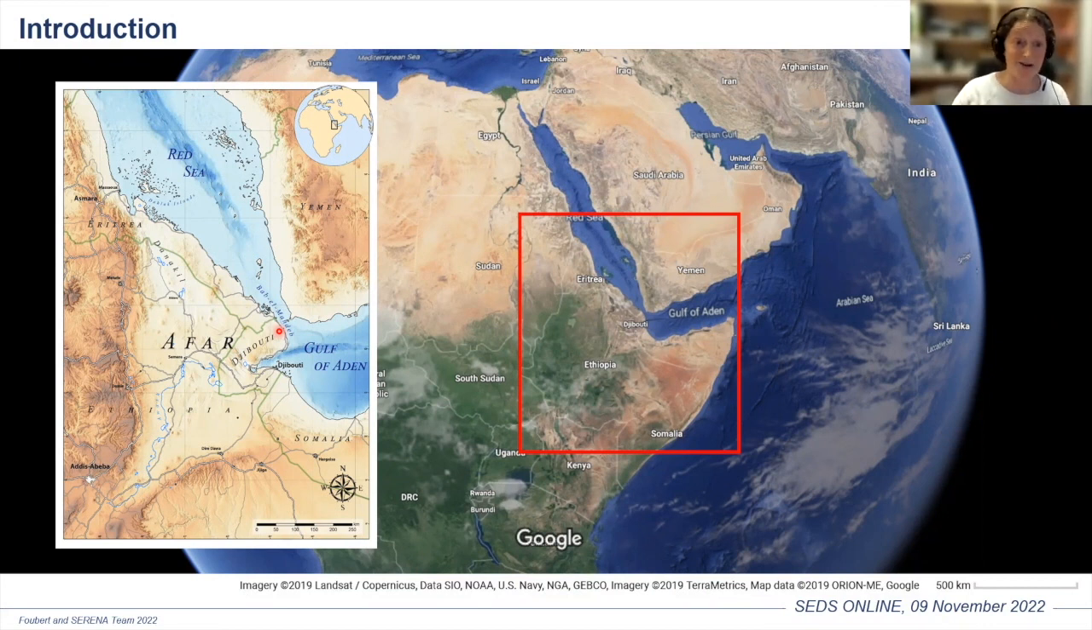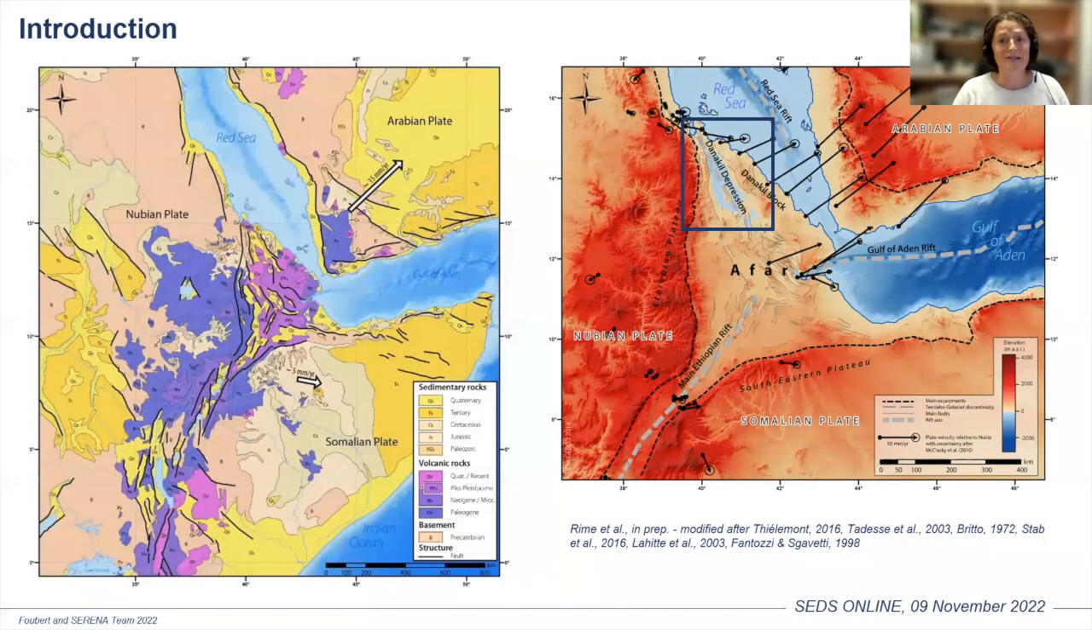So let's fly together to Eastern Africa, and more specifically to this Afar triangle. In the Afar, rifting started more or less in Oligocene, Miocene times. Classically, in this zone, three rift zones meet. So you have the Red Sea rift, the main Ethiopian rift, and the Gulf of Aden rift.